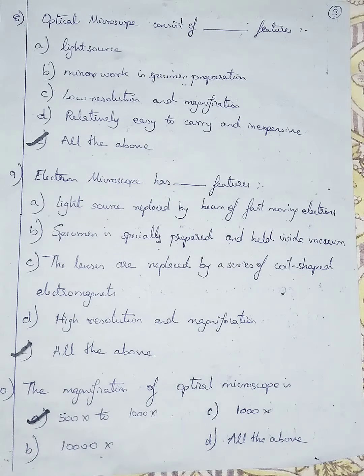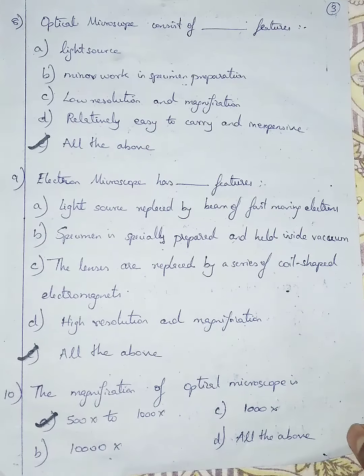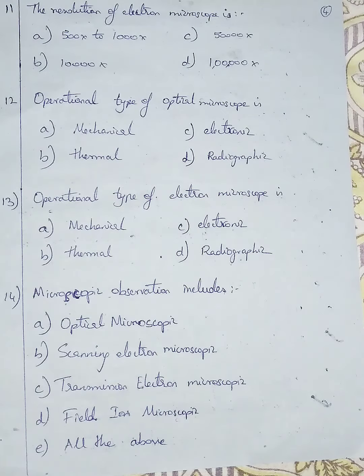500x to 1000x. That is the magnification of optical microscope. Question number 11, the resolution of electron microscope is, option A is given as 500x to 1000x. That is the resolution of optical microscope. We learned that the resolution of electron microscope is much more than optical microscope. So A definitely cannot be. Option B 10,000x, option C 50,000x, and option D 1 lakh x. The right answer is the resolution of electron microscope is 10,000x. So I'm going with option B, 10,000x.